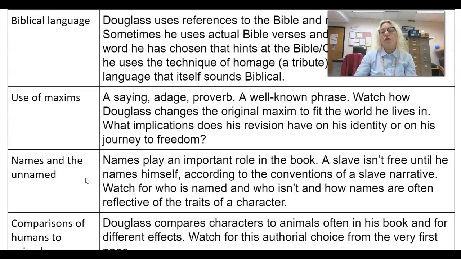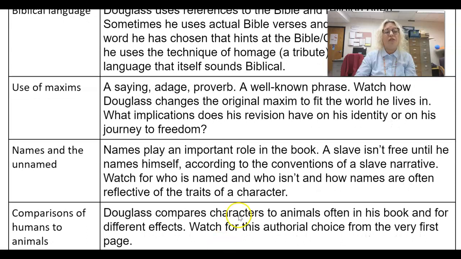So watch for this in the book. Who is named? What are their names? What implications might their names have? When do others get named? Are any characters unnamed? And what might the significance of that be? The last one I have here is the one that I'm going to offer you an example of: comparisons of humans to animals.